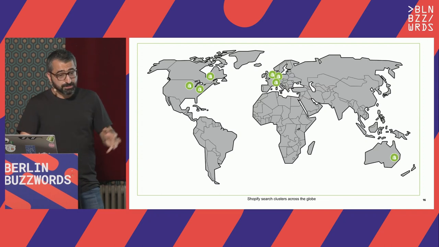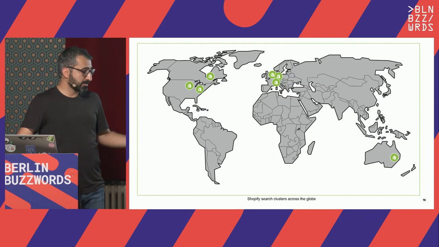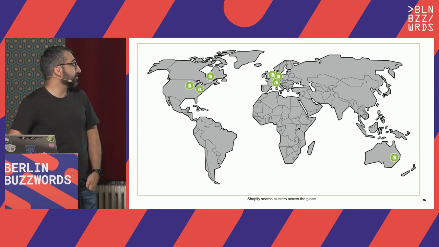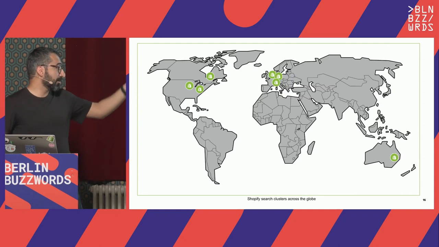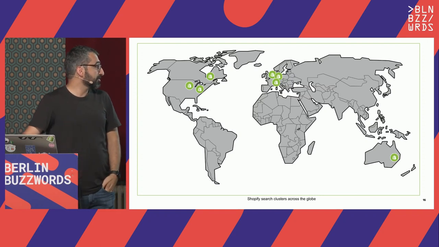I mentioned jurisdictions. This is for data residency purposes, compliance purposes. So we have some clusters in Europe. We have some in North America. We have some in the Asia Pacific region.